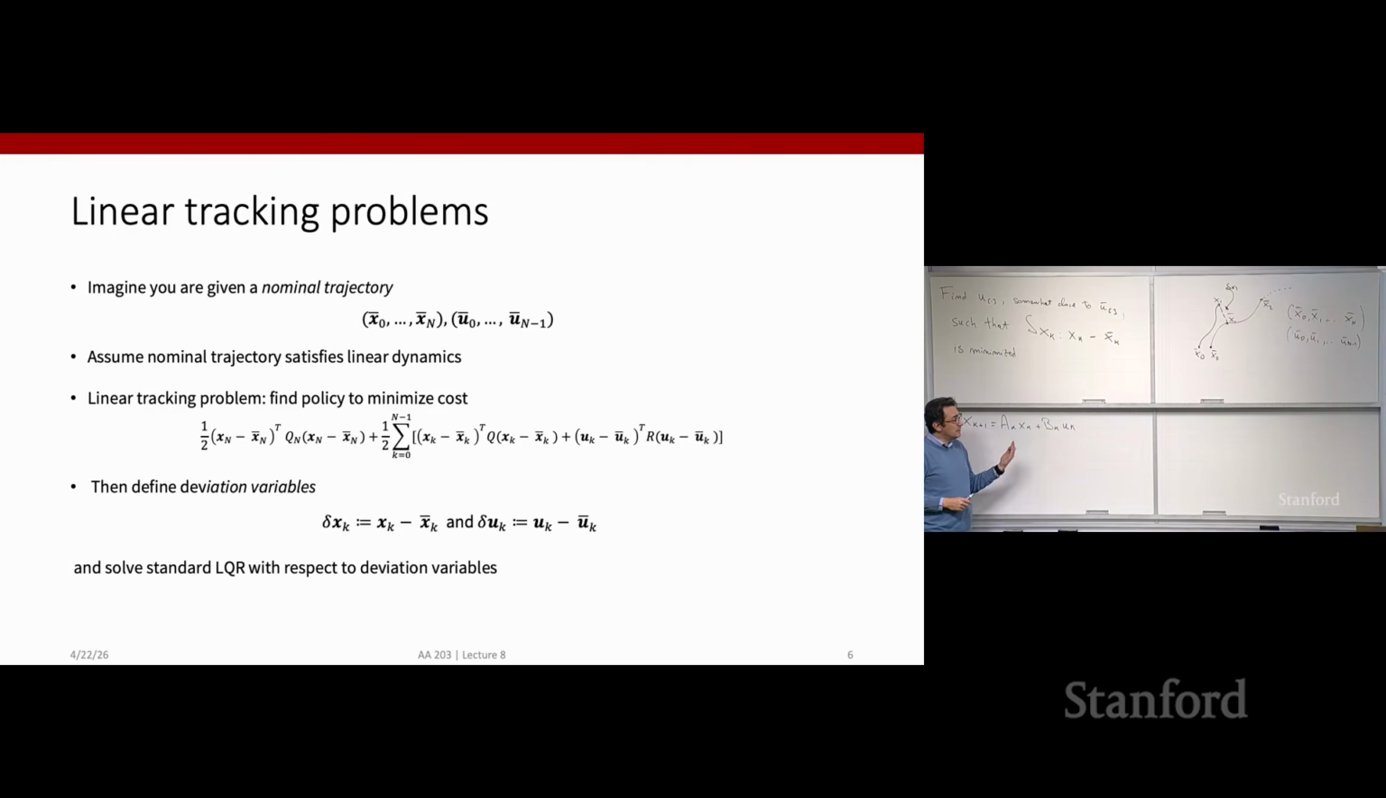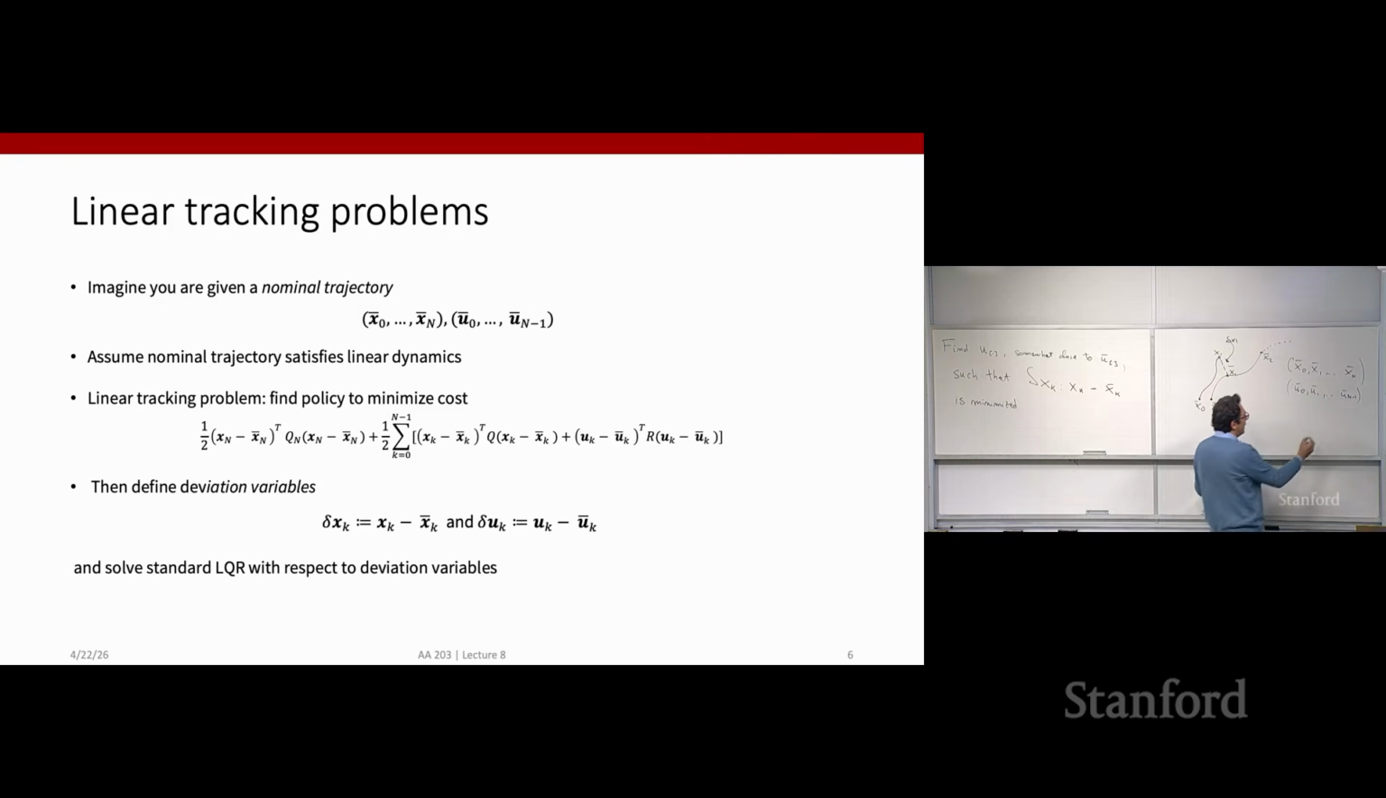Now, the reference trajectory or nominal trajectory or desired trajectory, these are all interchangeable terms, has to be a feasible trajectory for your system. So your nominal trajectory also has to satisfy x bar_{k+1} equal A_k x bar_k plus B_k u bar_k. Again, a reference trajectory is a feasible trajectory for your system.